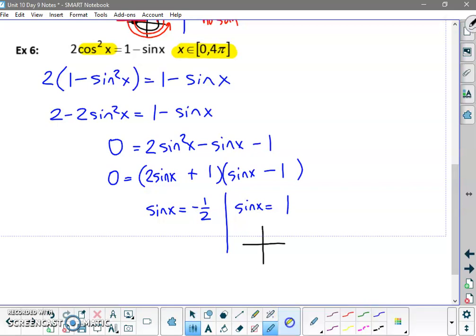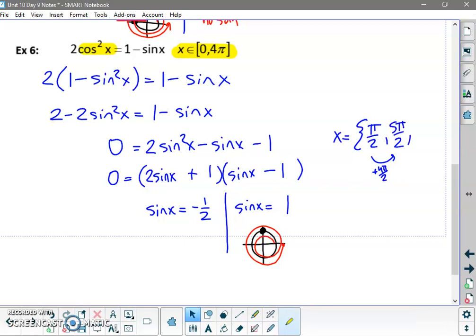Sine x. Sine is the y value. So where is the y value 1? Right here. I need to go from 0 to 4 pi. So basically I'm going around twice. Okay? That's going to hit pi over 2. And you can count it out if you want, or just add 2 pi to it. So you can add 4 pi over 2. Okay? So that's going to be 5 pi over 2.